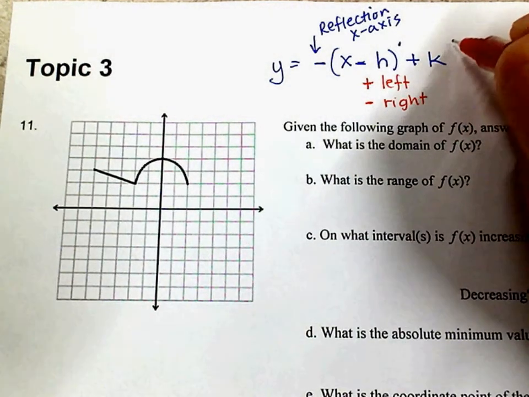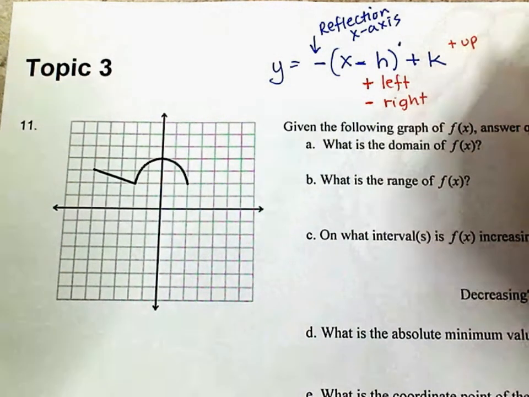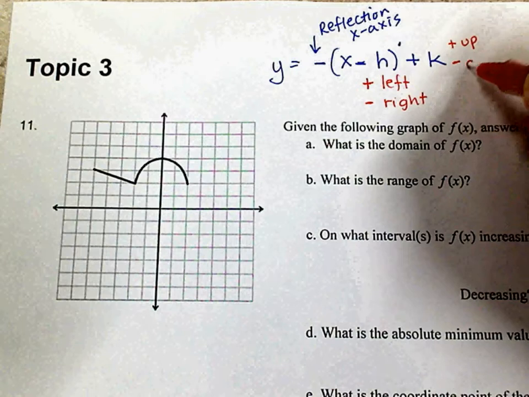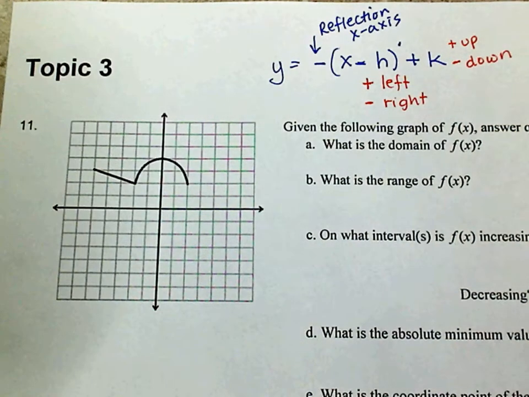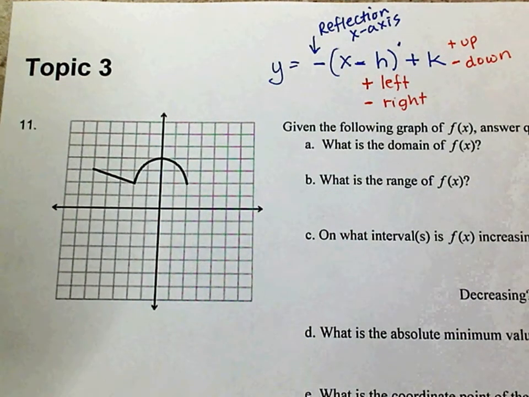If your k is positive, it's going to go up. If your k is negative, it's going to go down. That's pretty much it. Okay? You remember? Good. All right. So that's just to refresh your memory. Here we go. Number 11.